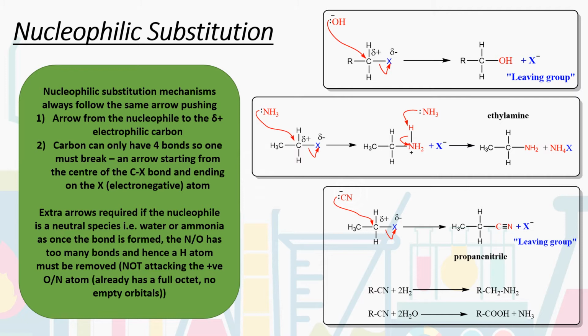So instead what we have to do is attack the delta positive hydrogen atom. It's still delta positive technically because the nitrogen is still delta negative due to the electronegativity difference. We attack the delta positive hydrogen with our nucleophile, and then because hydrogen can only have 1 bond, we have to break that NH bond. And so we have the arrow going from the middle of the NH bond, ending up again on an electronegative atom that is happy to accommodate that negative electron density that's going onto it.